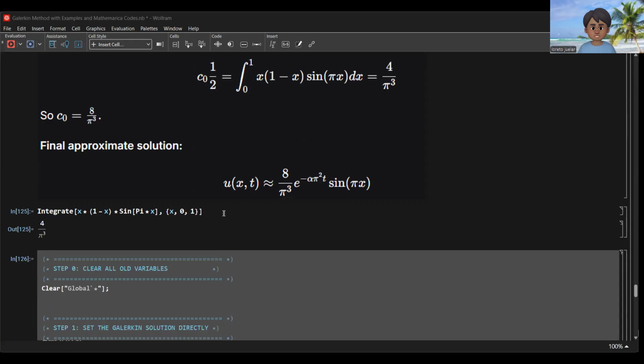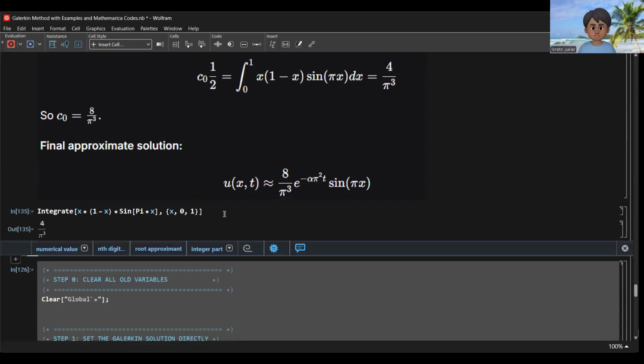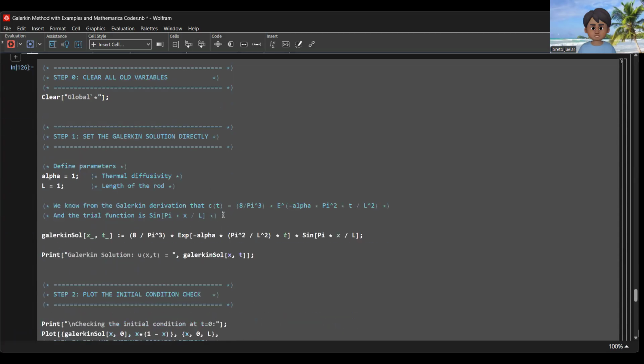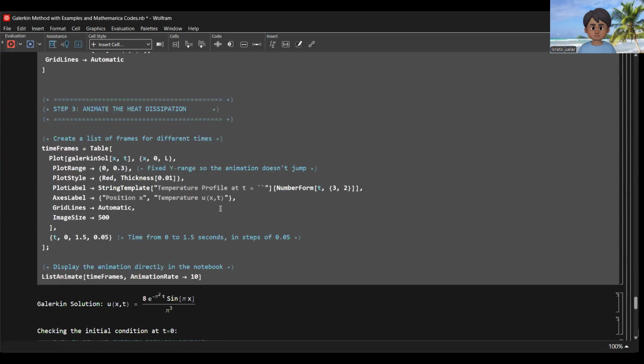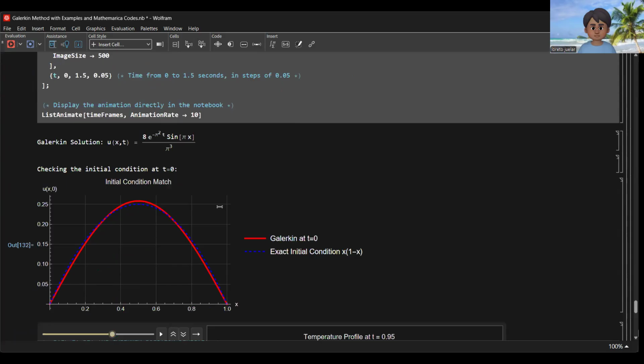So we can verify that using the integration here. By using Mathematica, we have the Galerkin solution here. We have the plot of the Galerkin solutions, and we have the exact initial condition here. So they are almost the same.